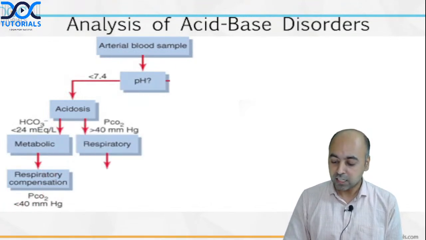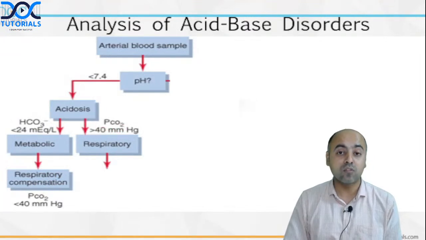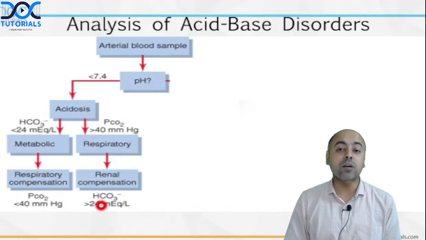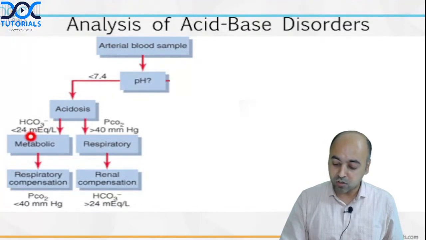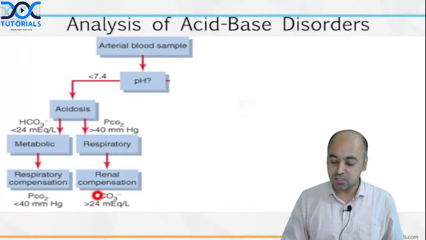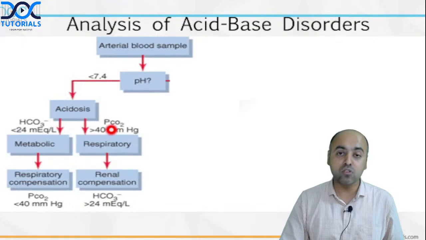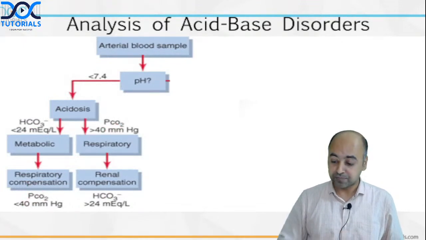On the other hand, if respiratory is the primary cause, the PCO2 value should be more than 40, more than normal. And in case of compensation, the bicarbonate, rather than decreasing, should increase. So you can see here, if primary cause, then decreased. If compensation, then increased. Similarly for PCO2, primary cause, increased. In compensation, it will decrease.